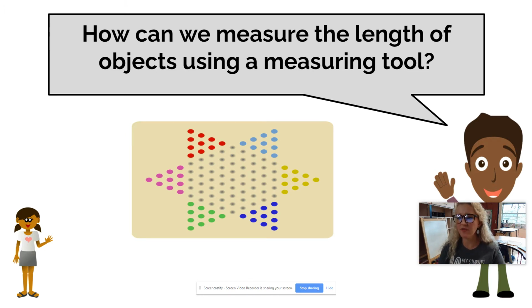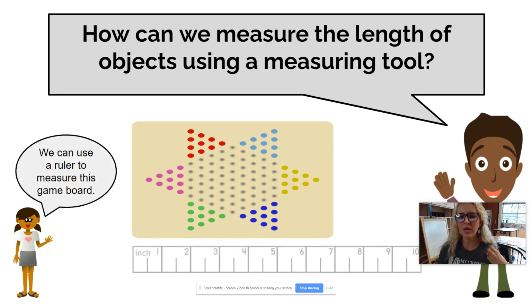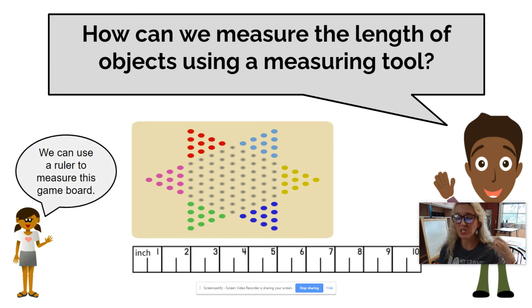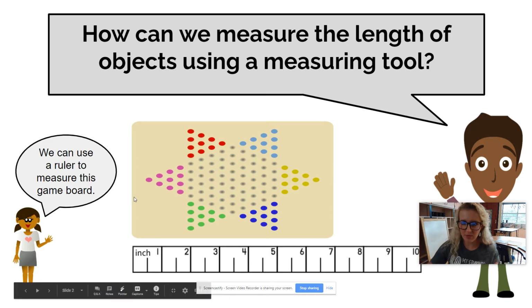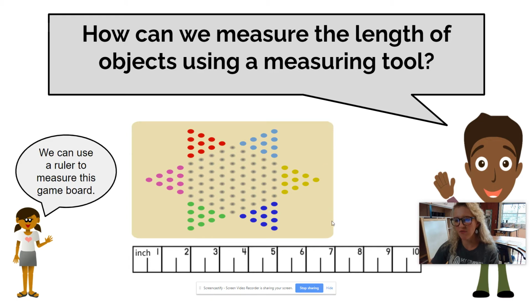If we have this little Chinese checkers board, we can use a ruler. Now, notice, just like with concrete models, we have to line it up end to end. We are not measuring the star. We are measuring the entire board. So they have taken this and lined it up right here. Not the 1, but the 0. The end is lined up with the beginning or each end of this board.